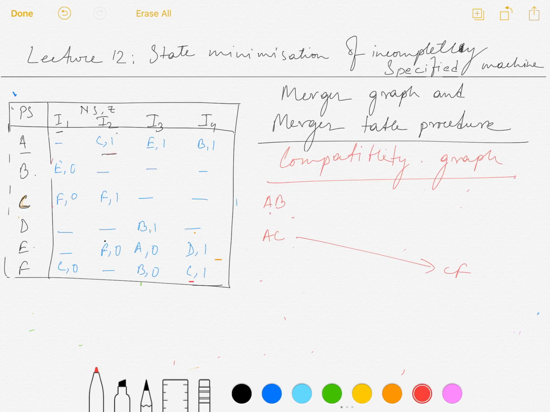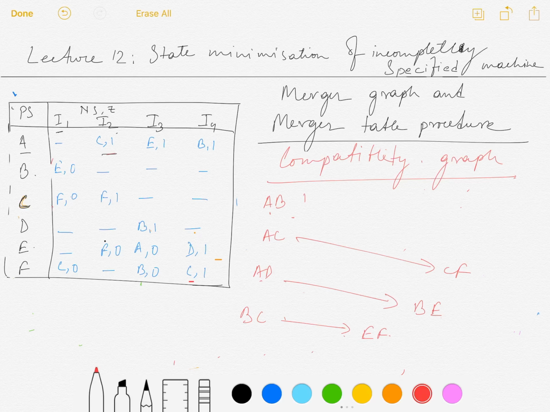Next, AD. Now, AD is a compatible pair and its implied pair is BE. So, I am drawing one directed graph. Now, the next compatible pair is BC, and BC has EF.